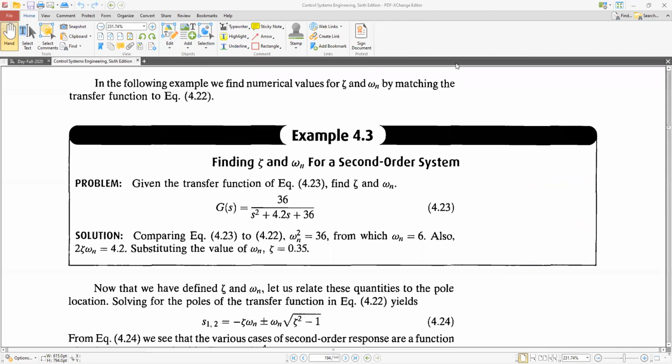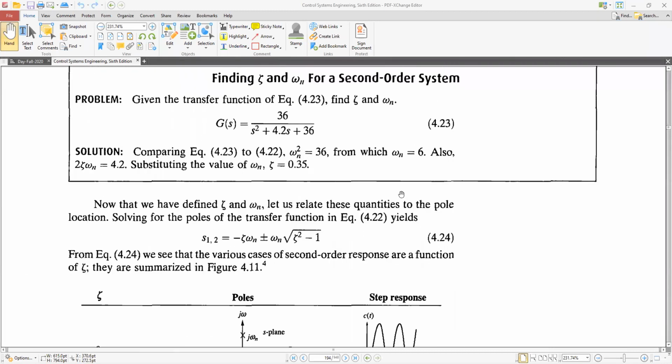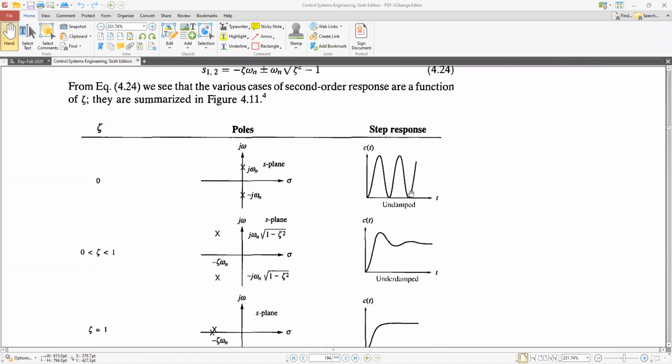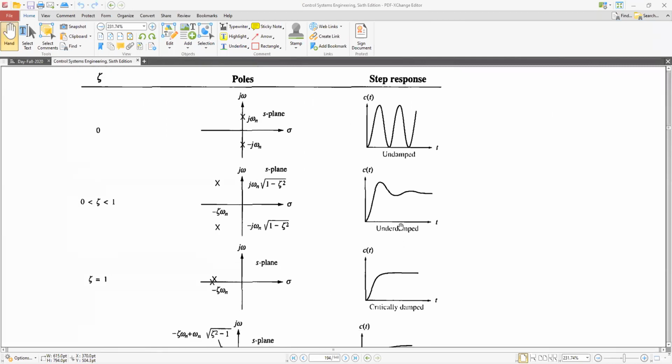Now, another important thing will come: the range of zeta. Based on the values of zeta, you will find the response curve, what kind of output curve the system has. So when the value of zeta is 0, the system response would be undamped. When the value of zeta is 0, the step response would be undamped.